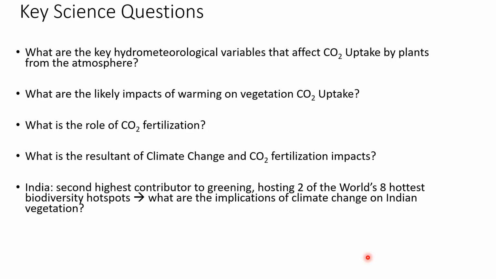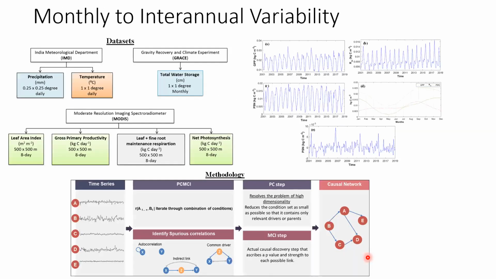Because India is the second highest contributor to global greening after China, and India is hosting two of the world's eight hottest biodiversity hotspots. Among these, like the Amazon is one of them, India is hosting two. One is the Western Ghats biodiversity hotspot, and the second one is in the northeast. So what are the implications of climate change on the carbon dioxide uptake of these major forests? Let us try to understand each of these questions.